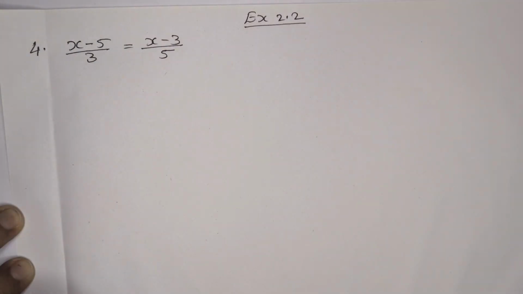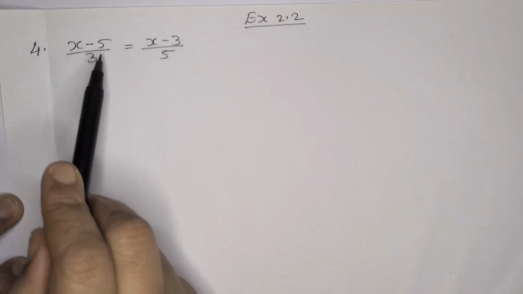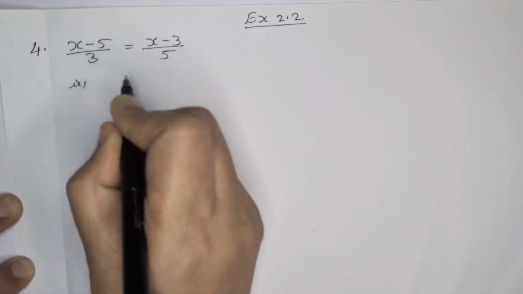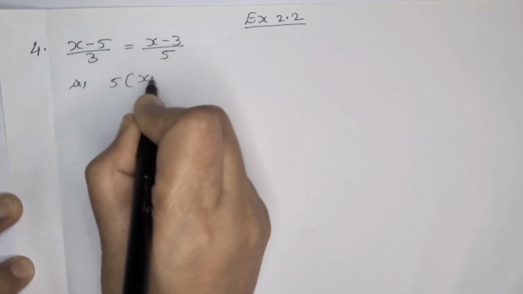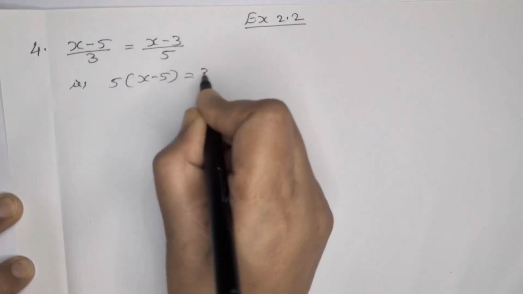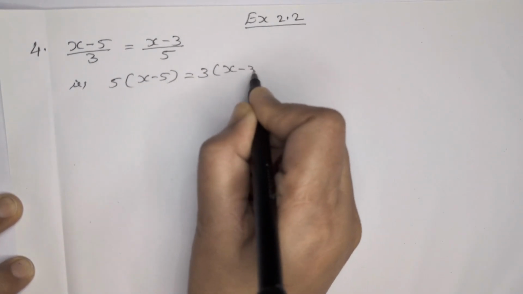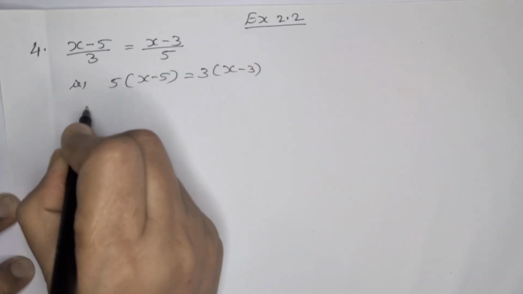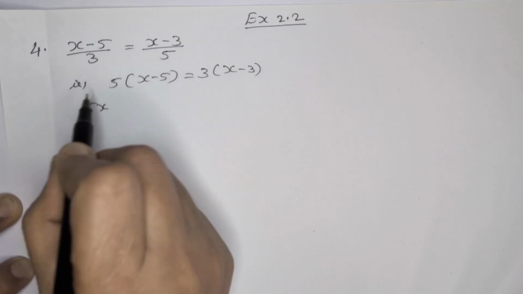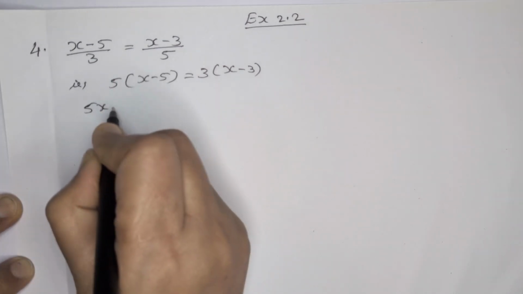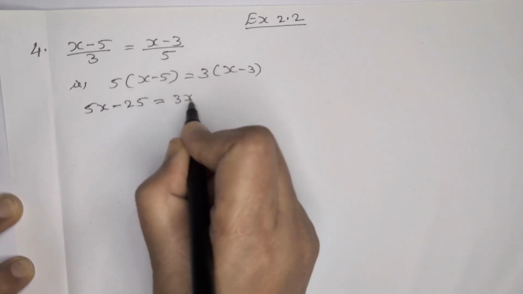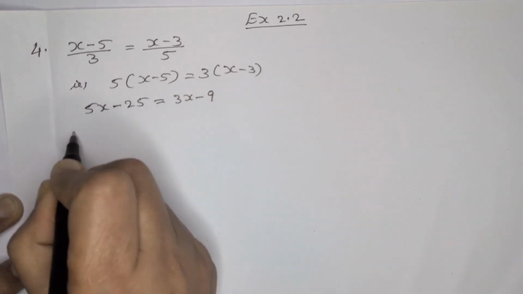x minus 5 by 3 is equal to x minus 3 by 5. Here we can cross multiply. That is 5 into x minus 5 is equal to 3 into x minus 3. Just cross multiply and open the bracket. 5 into x, 5x, again 5 into minus 5, 25. It's equal to 3x minus 9.